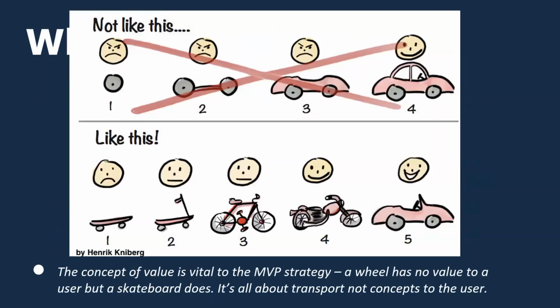So look at this photo here. Yeah, the concept of value is vital to the MVP strategy. A wheel has no value to a user, but a skateboard does. So it's all about transport, not concepts, to the users. So basically, what you need is, for example, a vehicle for you to reach one point to another point.